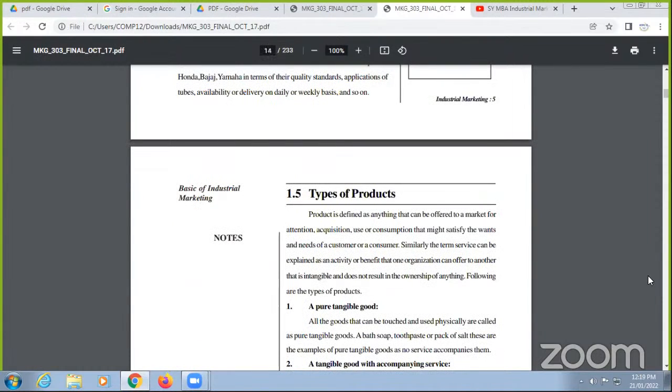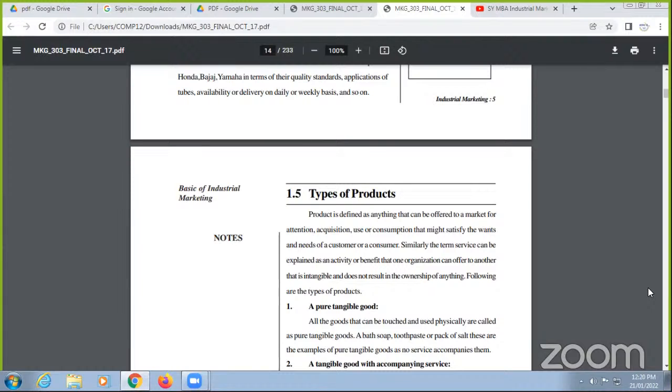Types of products. A product is defined as anything that can be offered to the market for attention, acquisition, use, or consumption that might satisfy the wants and needs of a customer or a consumer. Similarly, the term service can be explained as an activity or benefit that one organization can offer to another that is intangible and does not result in the ownership of anything.